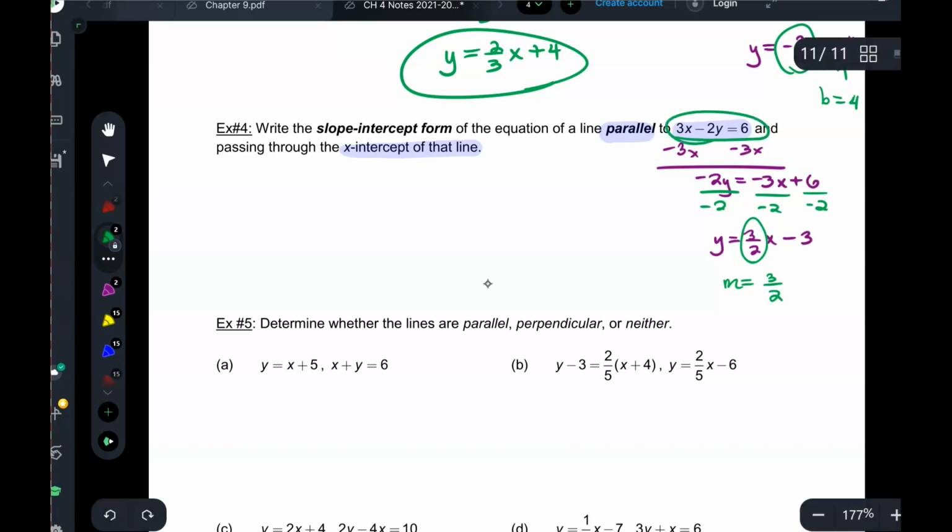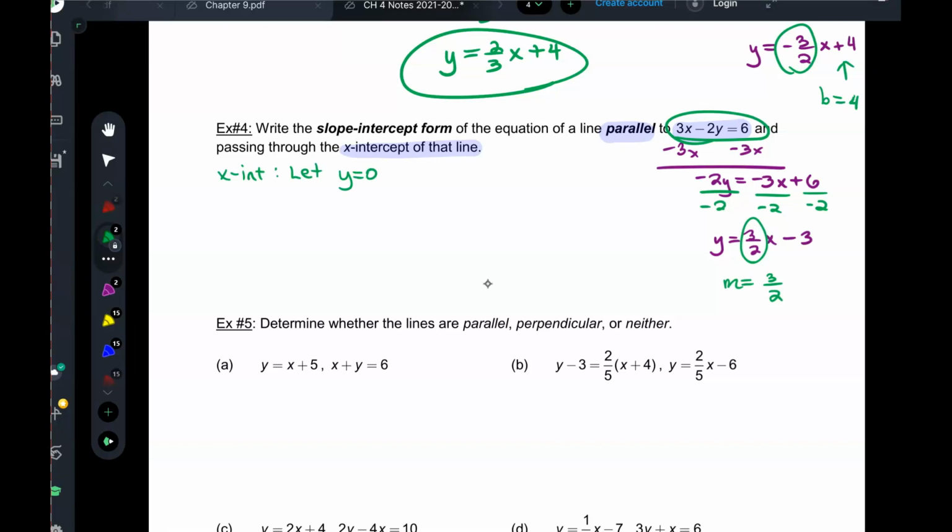Do you remember how to find x-intercepts? This goes way back. Yes, I do. We let y equal 0. Okay, so let's look at that. If I let y equal 0, that means, if y is 0, wouldn't this whole term go away? So I have 3x equals 6.